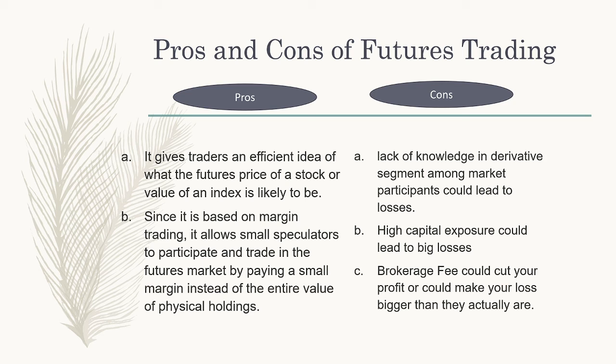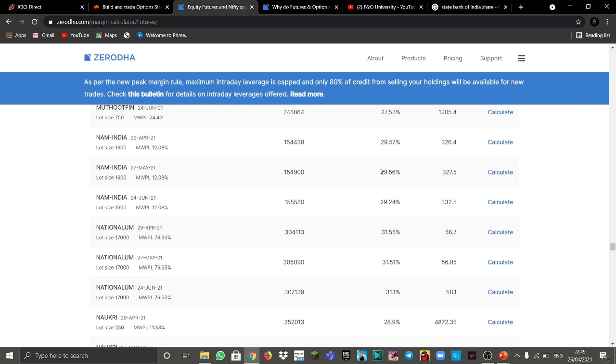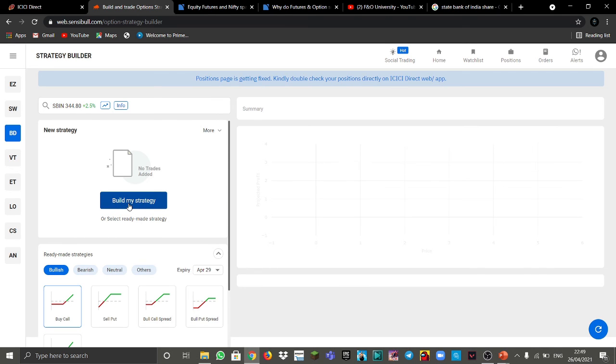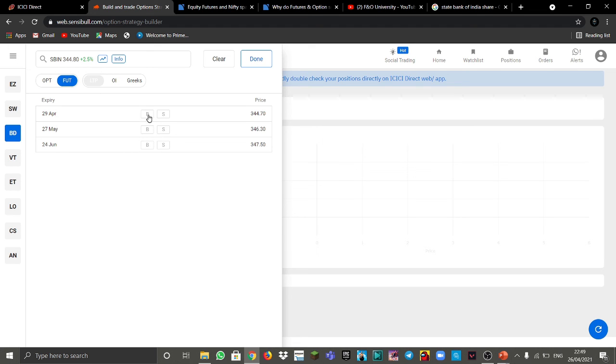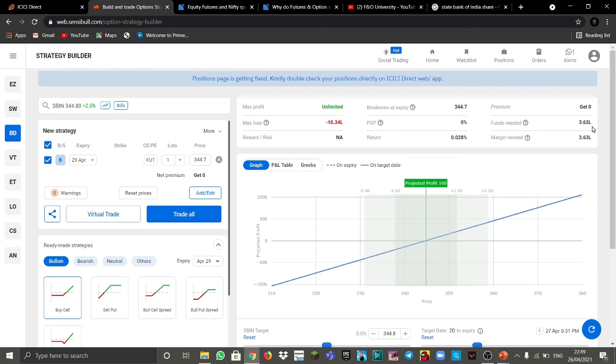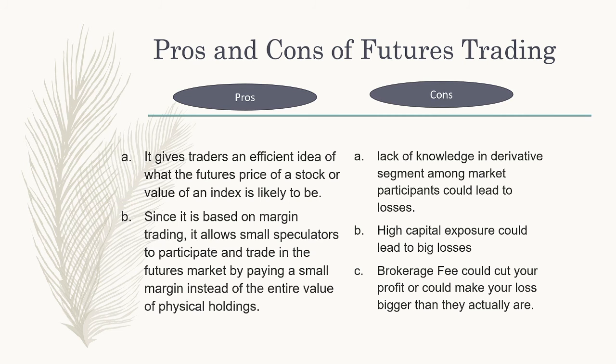Very high capital exposure could lead to big losses. As we saw here in the State Bank of India example, our exposure is very, very high, right? Let's see what is the exposure. So our exposure is almost 3.63 lakh rupees. While buying an option contract, I pay only a few thousand rupees. Here I'm paying a few lakh rupees. So my capital exposure is very, very high, which means my risk is also equally very, very high.